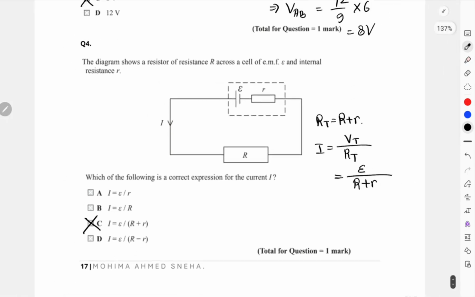Yeah. This is it for all the MCQs of Electricity Unit 2 in Physics. I hope it was clear enough and it made your concepts about Electricity Unit 2 a little bit more clear.